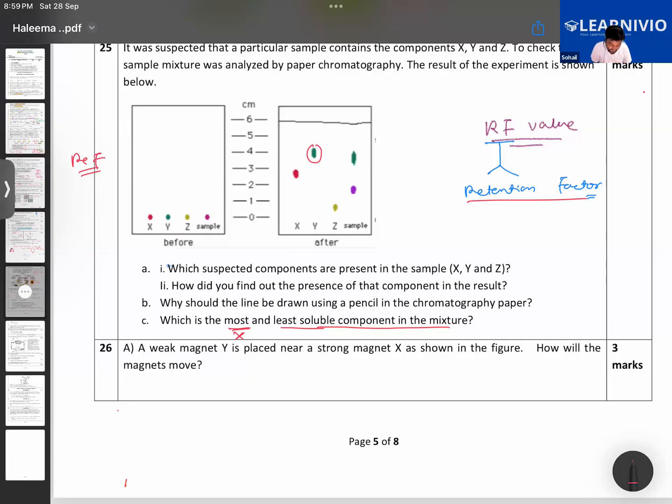Sir, I have a doubt. There are two green colors here, but in the before picture there is only one green color. Yeah, in this one there's only one color. I am also noticing that.